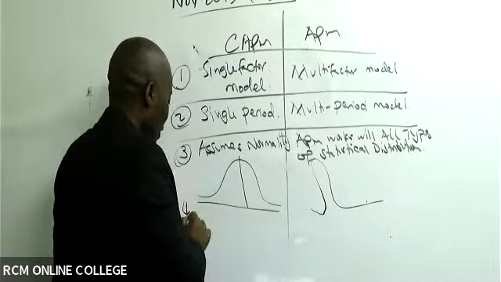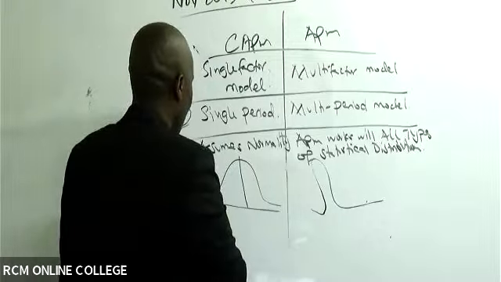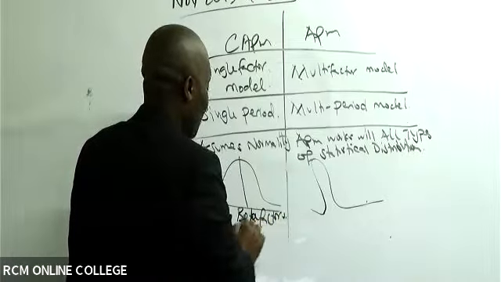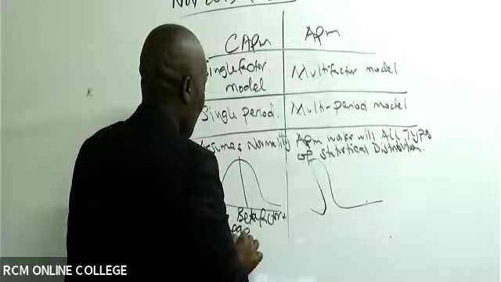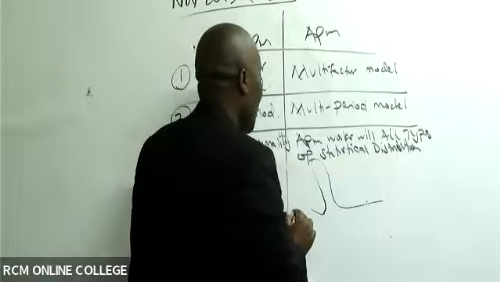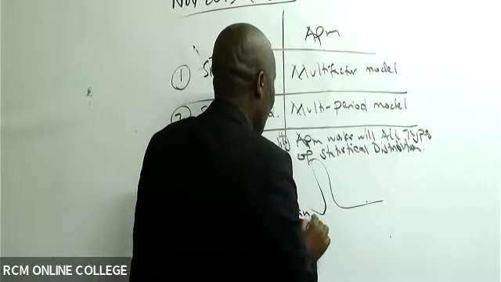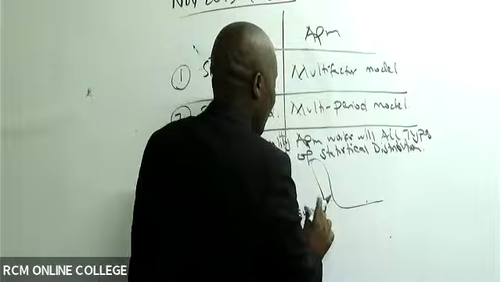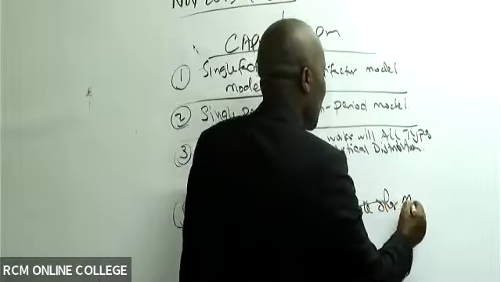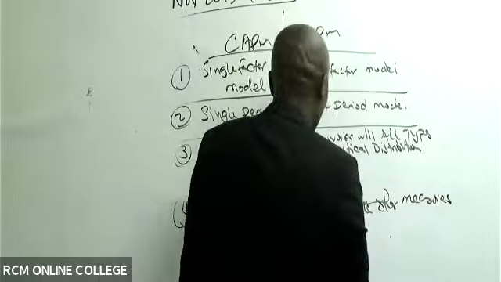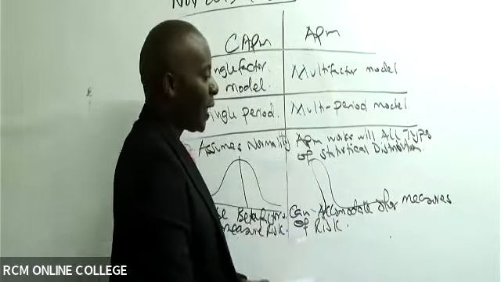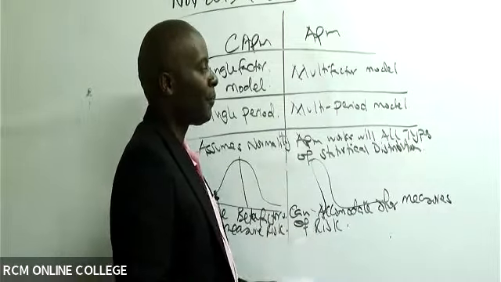Number 4, CAPM uses what here? CAPM uses beta factors. Only beta factors to measure risk. Ladies and gentlemen, APM can accommodate other measures of risk, like standard deviations.